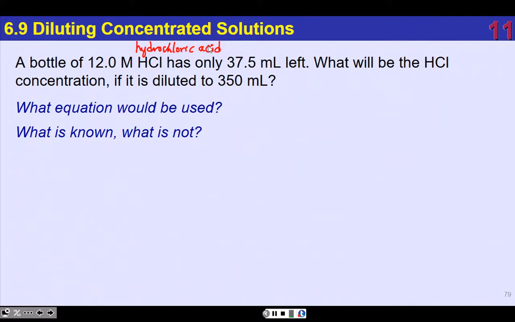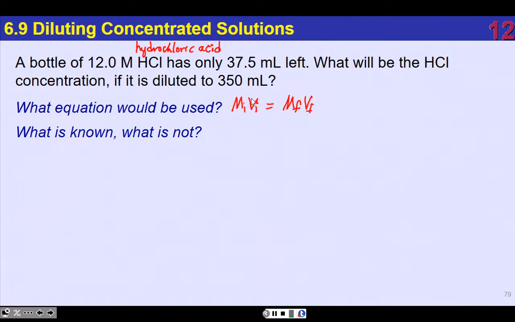All right, so let's think about what equation we have to use, what do you know and what do you not know, and what are we going to solve for? This is always the same thing when you're looking at dilutions. So I would call this the dilution equation. Initial molarity times the initial volume is equal to the final volume times the final molarity. I said it backwards, same thing.